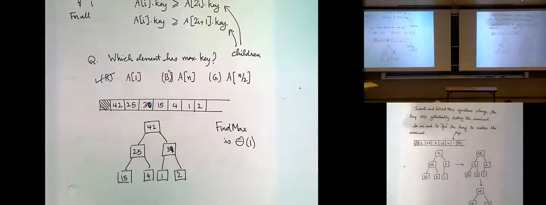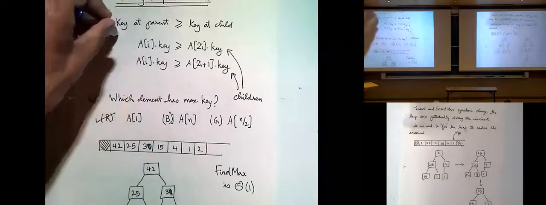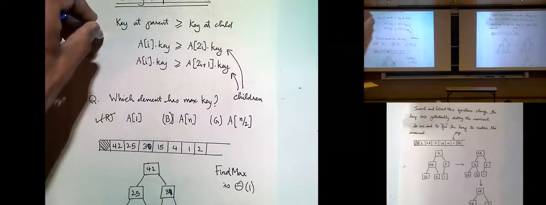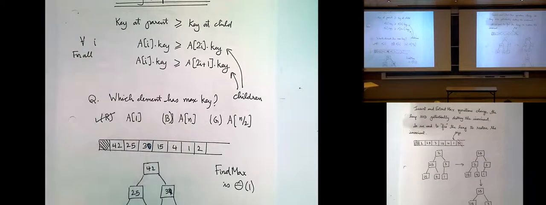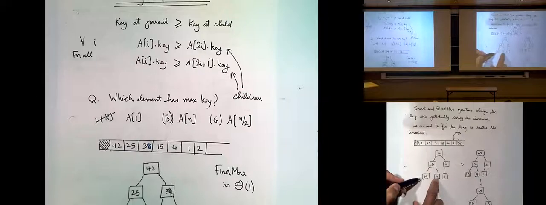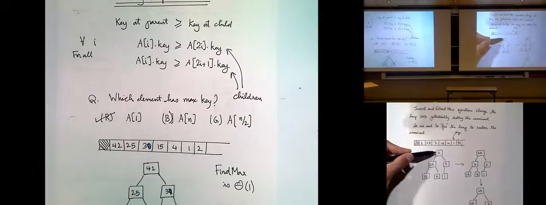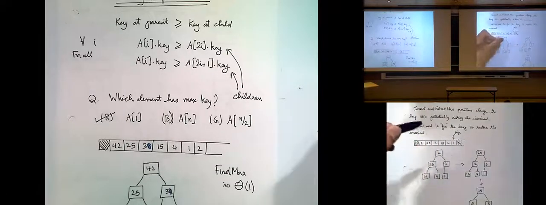But the heap fails the invariant. This property is not true anymore. At how many nodes is this property not true? Two? Which two? 25 and 3? No, it's true for 25 because it's bigger than its children. The question is at which node is it not bigger than its children. And there's actually just one node where things fail, which is exactly the node that you changed, which makes sense, right? Because everything else was a heap before. So there's one node where things failed, and that is the node 2.